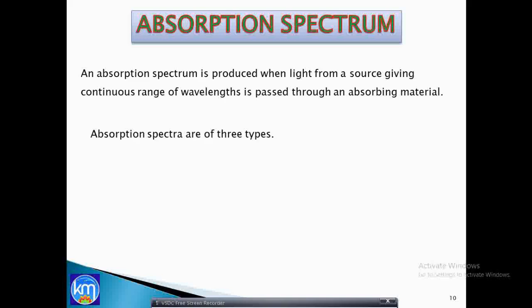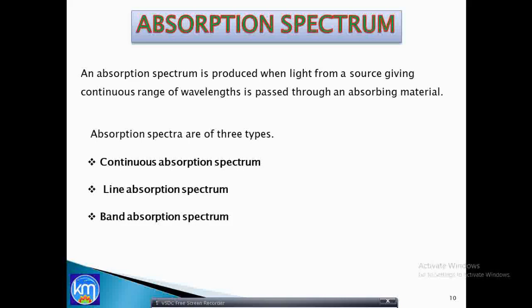So this absorption spectrum is classified into three types. One is continuous absorption spectrum, second one will be your line absorption spectrum, and the last will be your band absorption spectrum. This is similar to the emission spectrum. Of course, there we have continuous emission spectrum, line emission spectrum, band emission spectrum. Similar to that, in case of absorption spectrum, we have continuous absorption spectrum, line absorption spectrum, and band absorption spectrum. That's the difference.